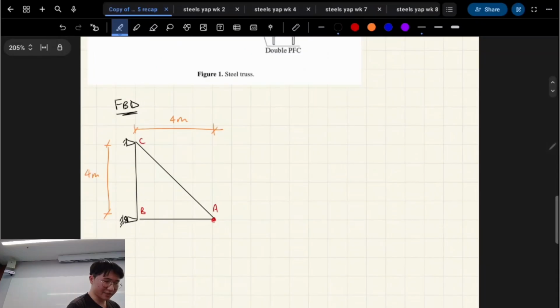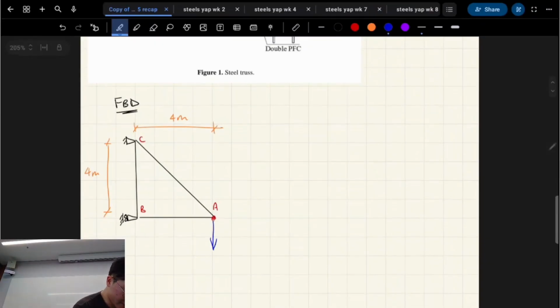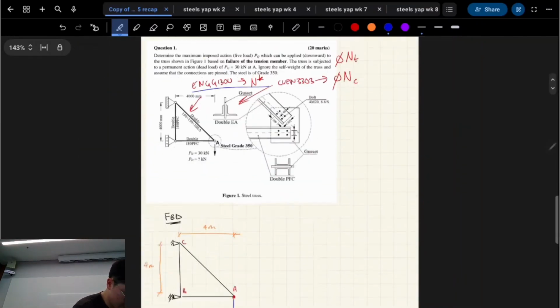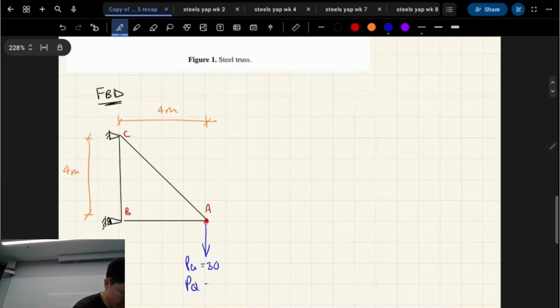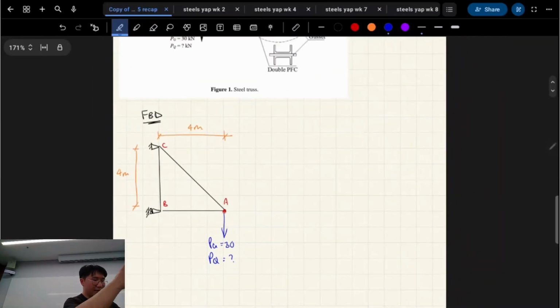So I've just redrawn the truss. That's the free body diagram. Just by looking at this, I'm going to draw the force on. So this was PG is 30. I think it's 30. Yep. And then PQ is unknown, yeah? Assuming that PQ is positive, right?